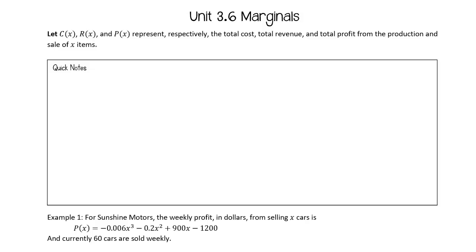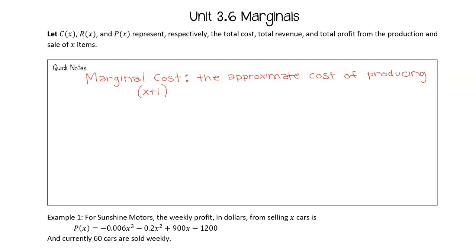Now we will define marginal cost. Marginal cost is going to be the approximate cost of producing x plus 1 items. To find the cost of producing x plus 1 items, this is going to be approximately equal to the cost of the item at a value x plus the marginal cost at that same value.